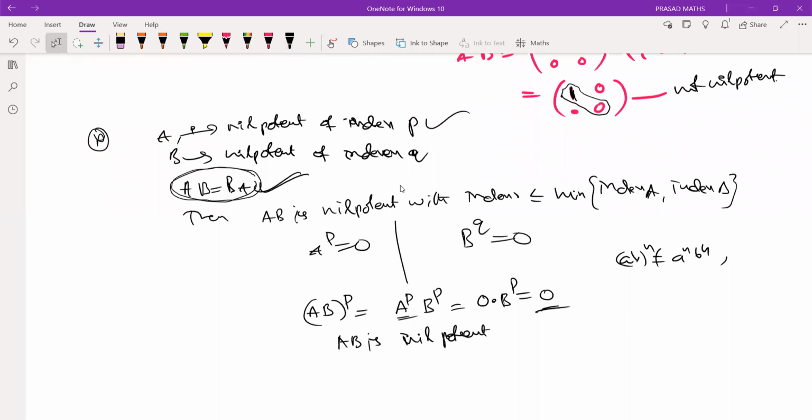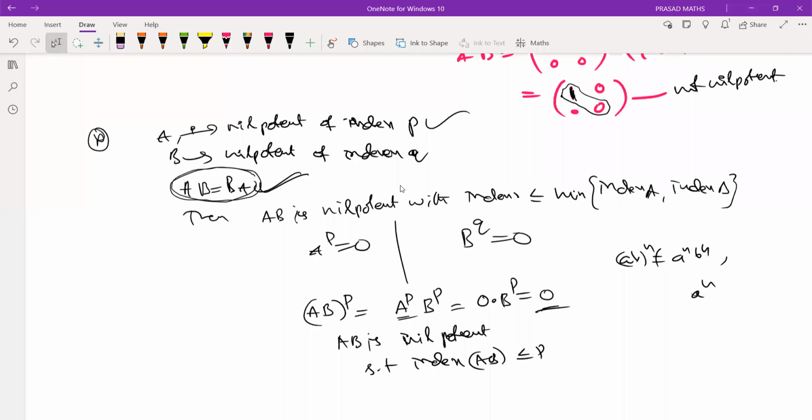Can you say that P is the index of AB? No. Can you say that P is the index of the matrix AB? No. But one can conclude that the index of AB should be less than or equal to P. Is it clear?